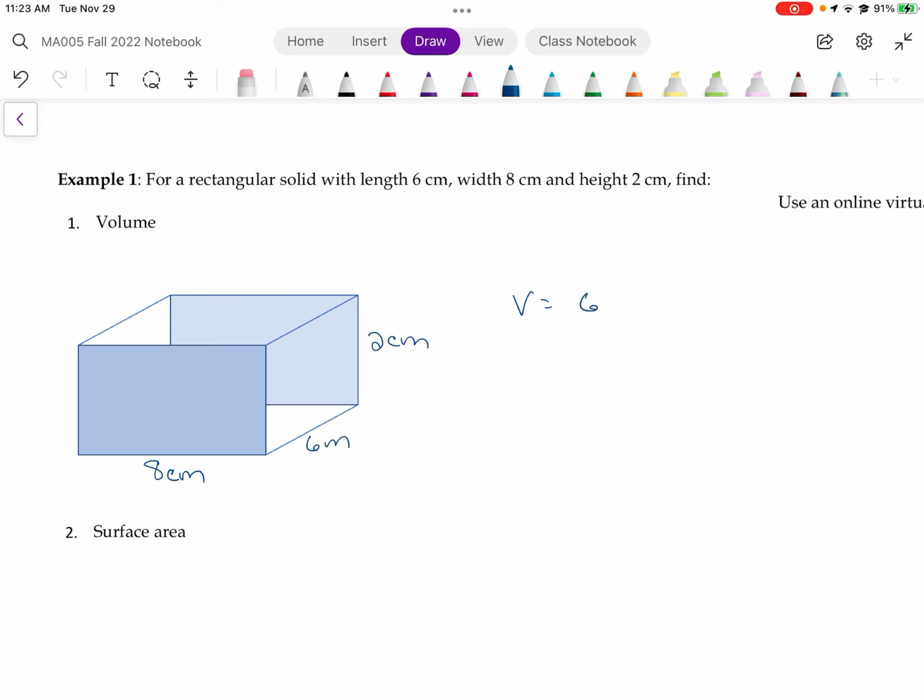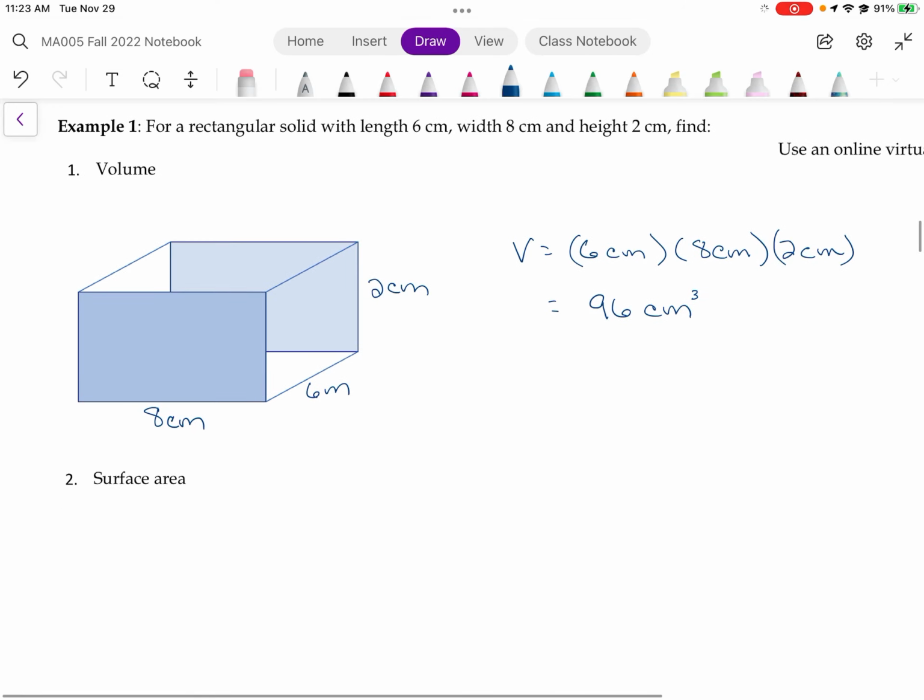So hopefully you found that 6 centimeters by 8 centimeters by 2 centimeters, and it doesn't matter what order you do that in. And you're going to get 96 centimeters. And what is the unit on that? What's the power? That's going to be cubed, cubic centimeters.